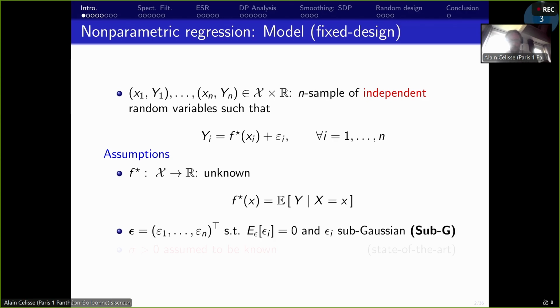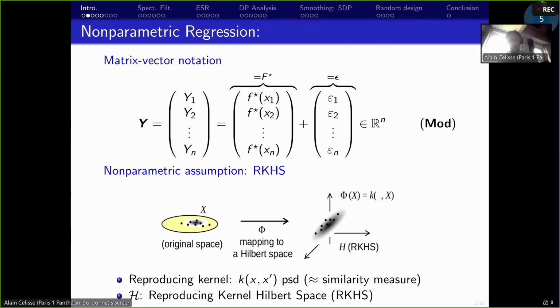Our assumption in what follows is that the error terms are independent, centered, and sub-Gaussian random variables. Also, the main assumption, perhaps, which corresponds more or less in this domain to the state of the art, is that we assume the noise level sigma to be positive, but on top of that, to be known. As soon as I have this model, we can use the matrix vector notation that I will repeatedly use in what follows. So bold y, the vector with coordinates y1 to yn, is equal to f star, the vector of evaluations of the regression function f star at the points x1 until xn, plus the vector of noise terms epsilon.